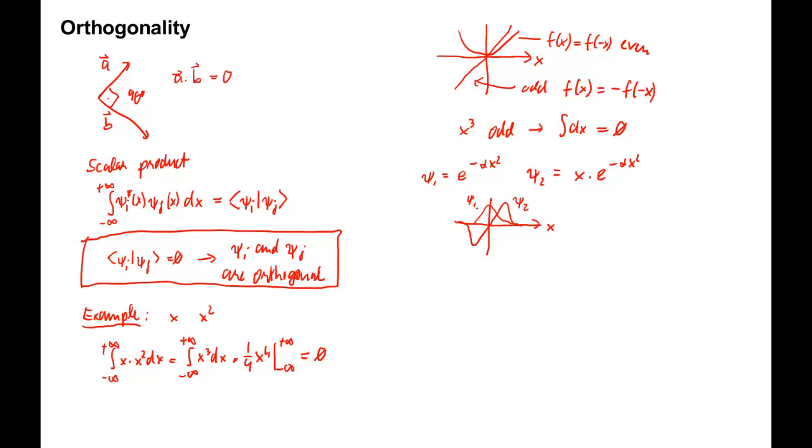Psi 1 is obviously even, and psi 2 is clearly odd. Therefore, the product of the two is odd, and the integral is 0. If the product of the two functions were even, we would have to evaluate the integral. Here we were lucky, and the integral was 0 by symmetry.